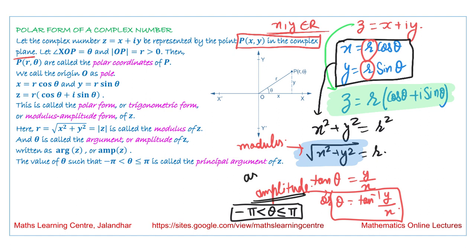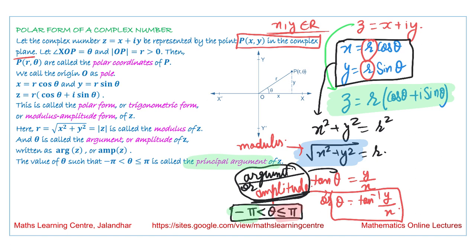When we are talking about the argument or amplitude, these are the same terms; we are using this term for theta. And if the value of theta lies between minus pi and pi, it is important to note that pi is included, but minus pi is not included. So that is called the principal argument.